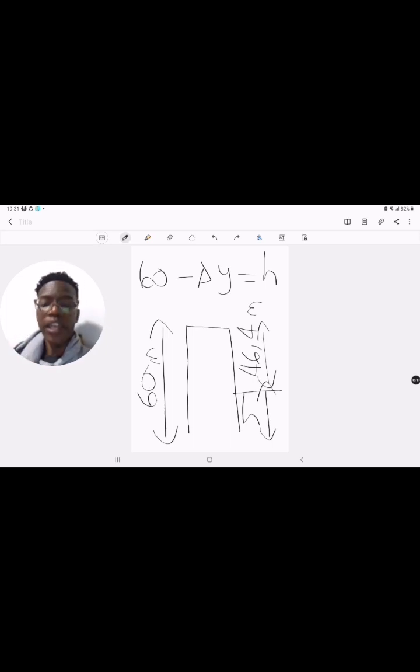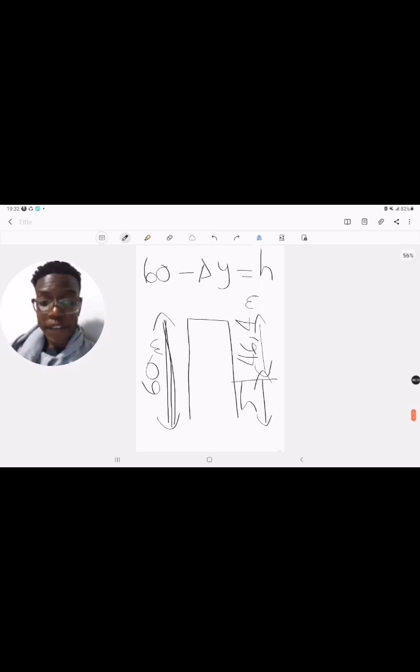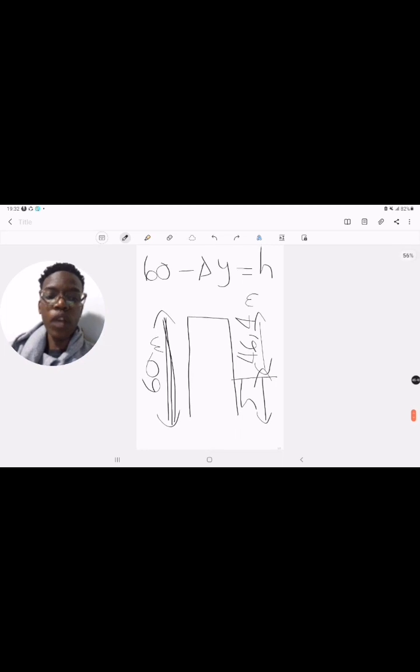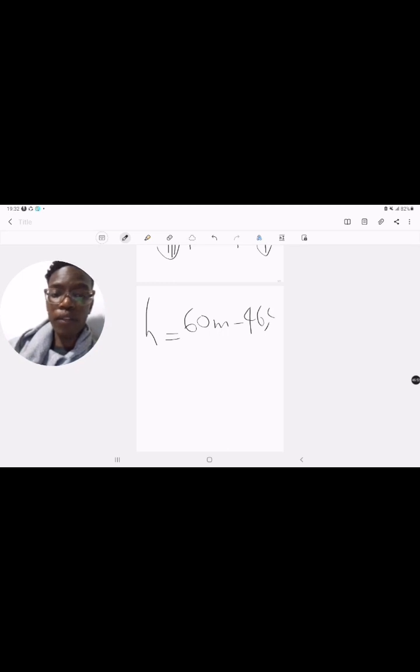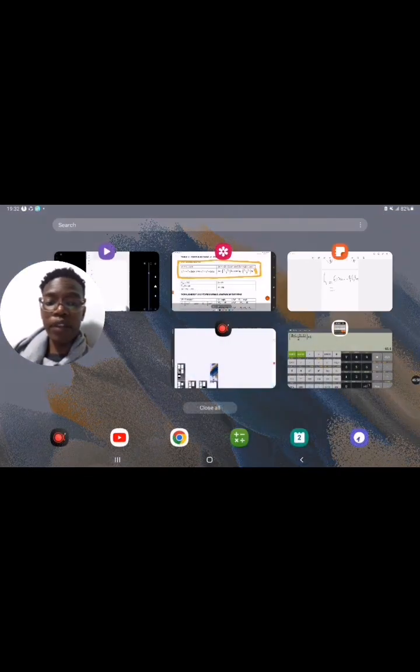Here logic matters. You can clearly see with your eyes that 60 is my total height, and this total height is made up of h and 46,4. If I take these two heights and add them, I'm going to get 60. Therefore, if I subtract one of these two heights from 60, I'm going to get the other height. So I know that h, which is the height of the balcony above the ground, is equal to 60 meters minus 46,4 meters.